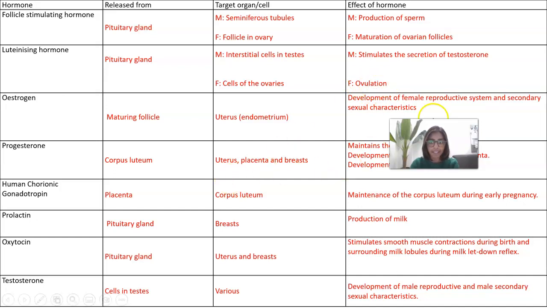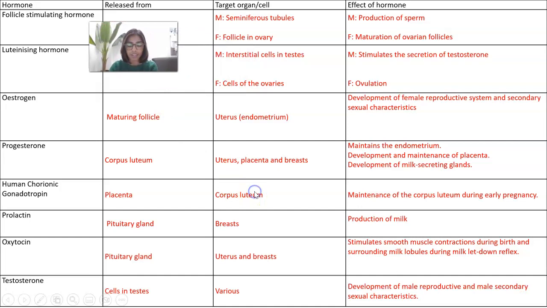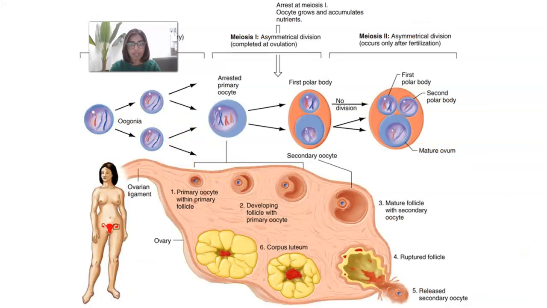Looking down the list at estrogen, progesterone, HCG, prolactin, oxytocin and testosterone, please make sure that you use this table as a guide to mark your work. If there's anything that you missed, please make sure that you pause the video here and supplement your answers.